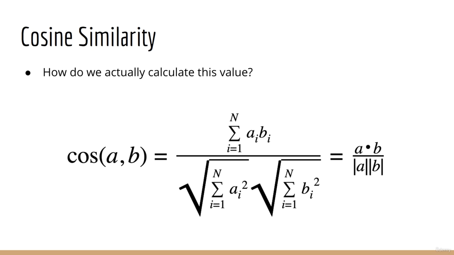Okay, so why is that important? Consider now how you would find the cosine of the angle between two vectors. That's just A dot B divided by the magnitude of A and the magnitude of B. So I just rearranged the equation that we had before.